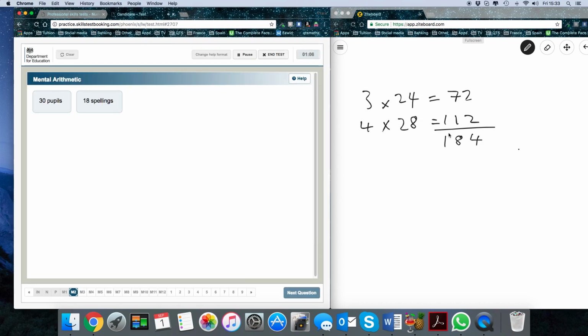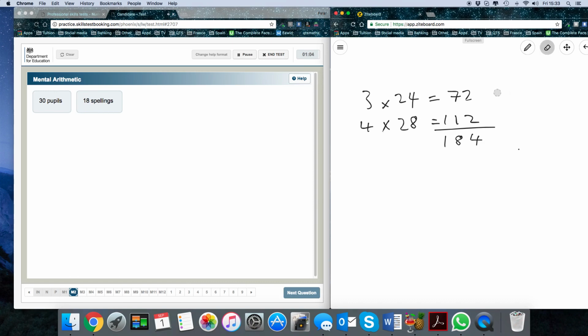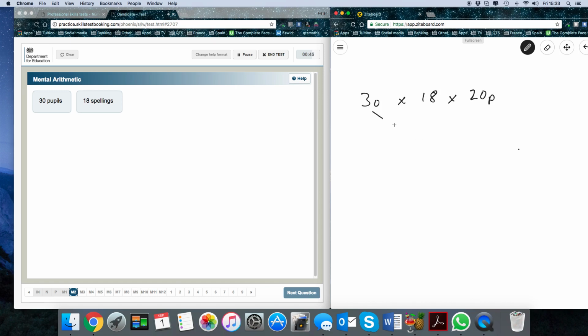Question 2. All 30 pupils in a class took part in a sponsored spell to raise money for charity. The pupils were expected to get an average of 18 spellings correct each. The average amount of sponsorship was 20 pence for each correct spelling. How many pounds would the class expect to raise for charity?